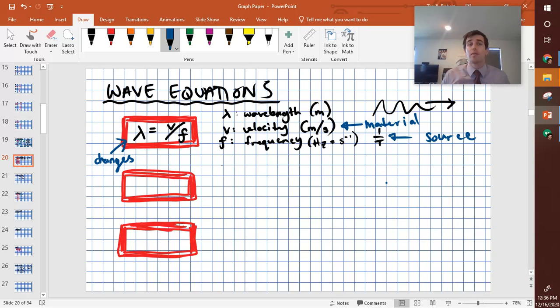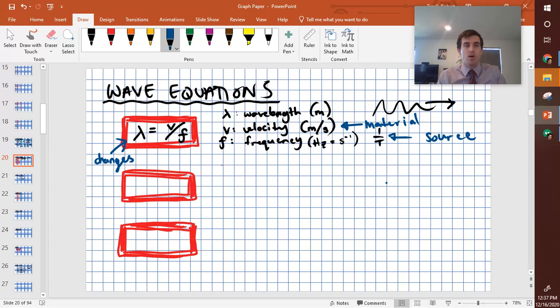You should never talk about velocity or frequency changing unless you either know that the material changes or you're using some new source that could change the frequency. So that's the first wave equation. That's the one that's in the waves section on your formula sheet.